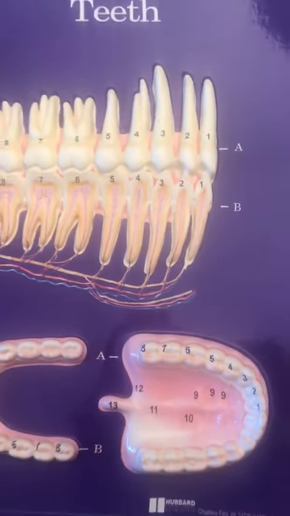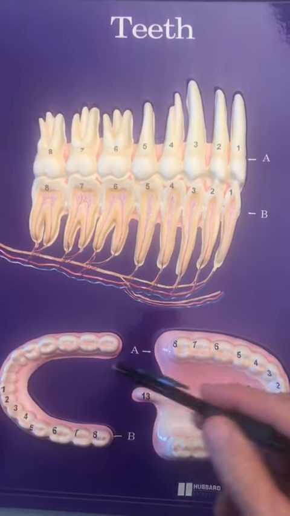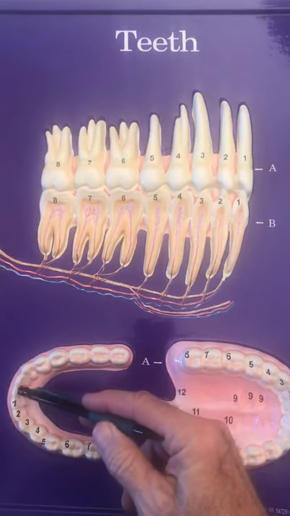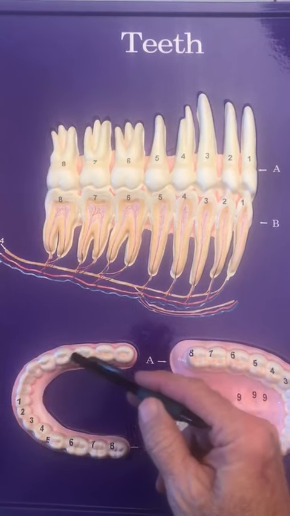Over here is just the rest of the chart that shows you the layout of the teeth here: your front teeth, incisors, cuspids, bicuspids, and molars.